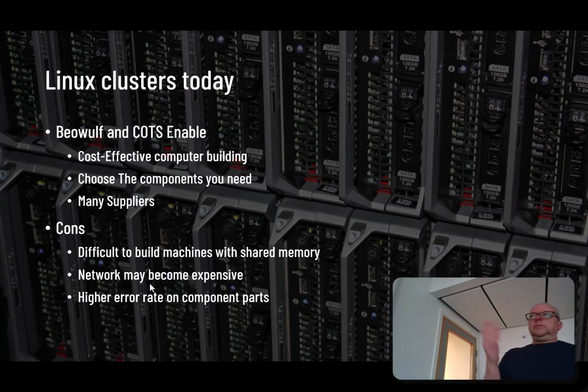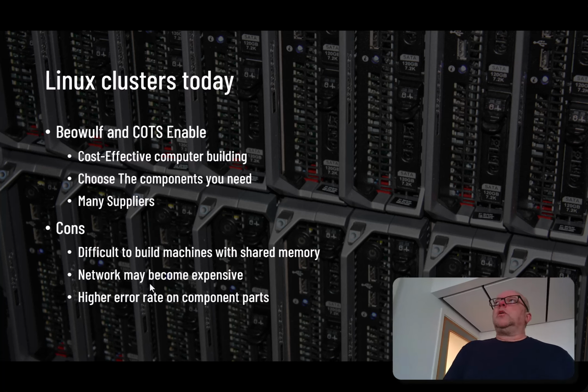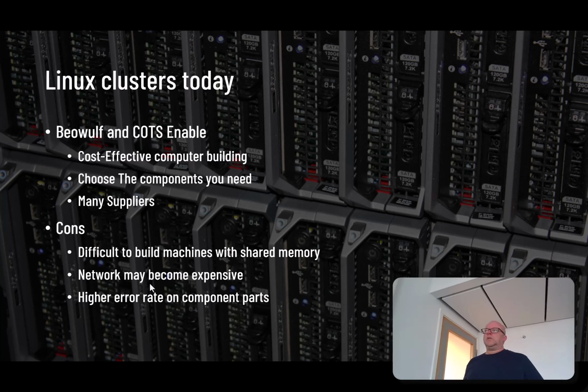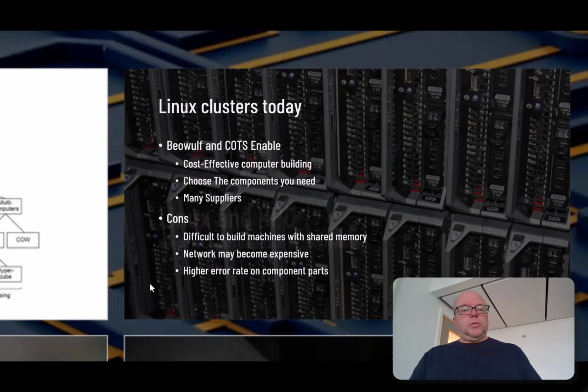So today we use this kind of method. We just take the standard components that are available from the big vendors and connect them together using a fast network. The thing that we can't build today is really large machines which share memory. Most of these nodes have shared memory internally, but if you want to build a computer of 500 CPUs in a single computer, that is hard to do with commodity hardware. You also have a higher error rate on the components because they are not designed to the same quality as dedicated supercomputers.